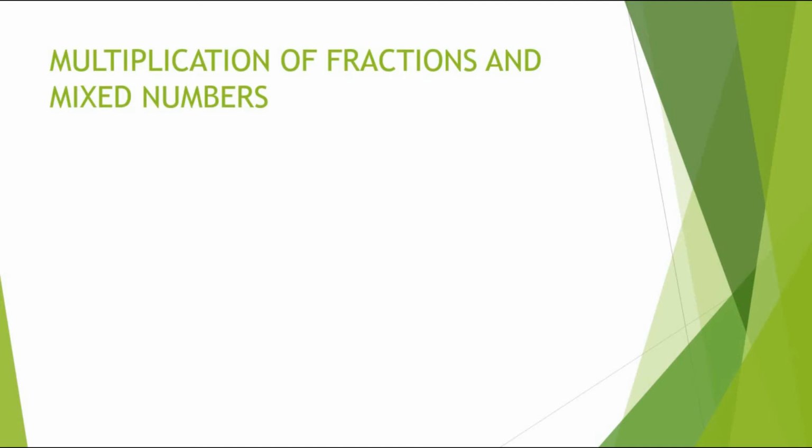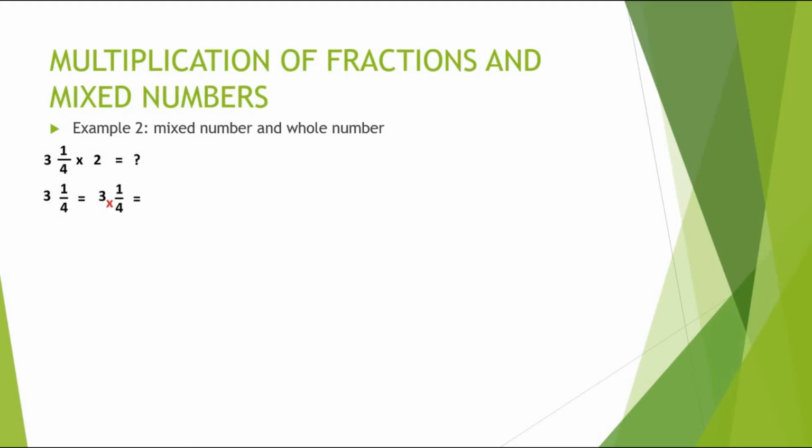Okay, now we proceed with the second example. On the example number 2, we will be using a mixed number and a whole number. Paano naman ito? So, example on this is 3 and 1/4 times or multiplied by 2. So, first step, we will again convert the mixed number into an improper fraction. So, paano to? We will just directly multiply number 4 to 3 and add number 1. So, paano yung itsura niya?